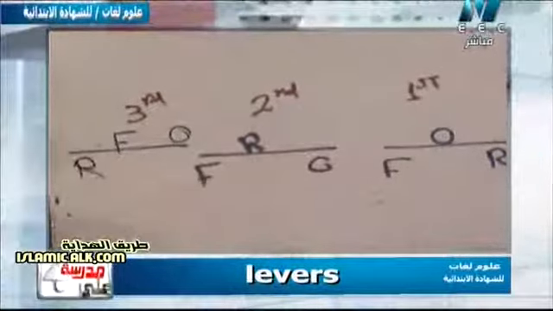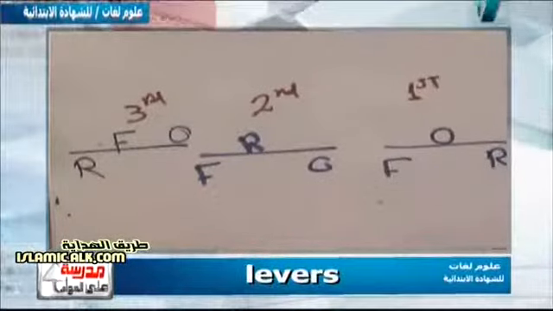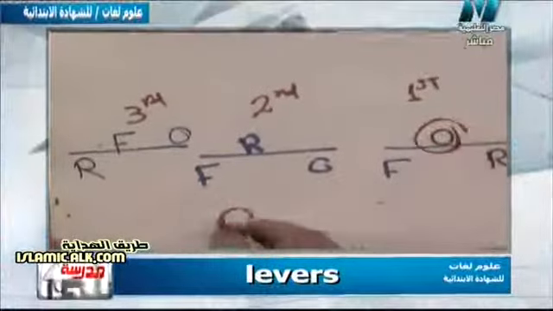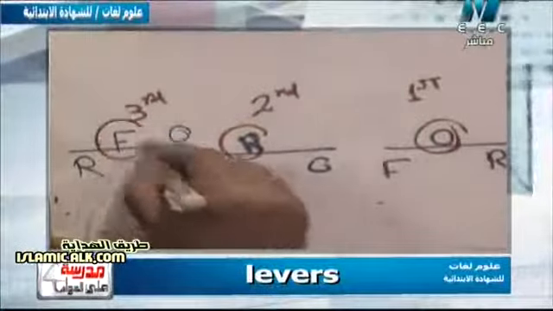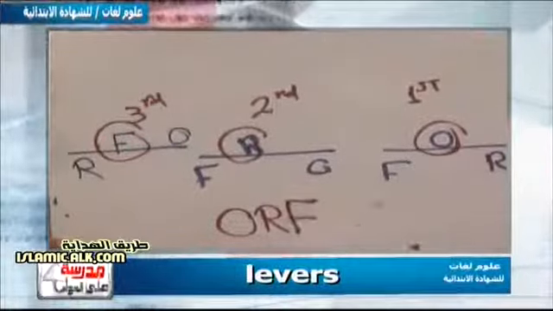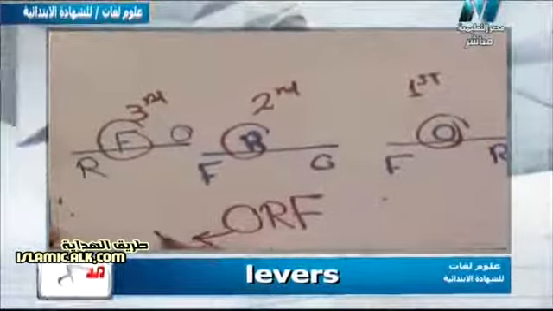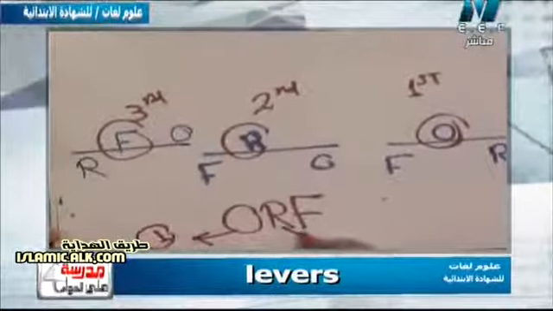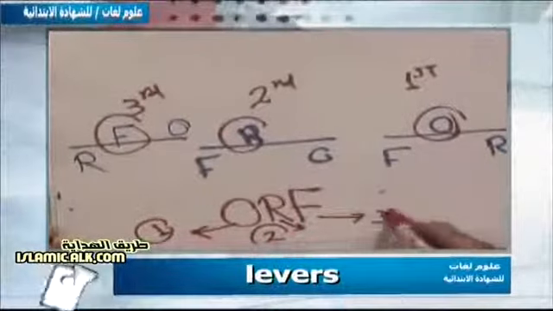So I have a secret word. في كلمة سر هنقولها مع بعض. لو أخدت حرف ال O the first type, R in the middle second type, F in the middle in the third type, it will be ORF. يبقى كلمة ORF هي تعرفني ال type of lever. If O in the middle it will be first class lever. If R in the middle it will be second class lever. If F in the middle it will be third class lever.